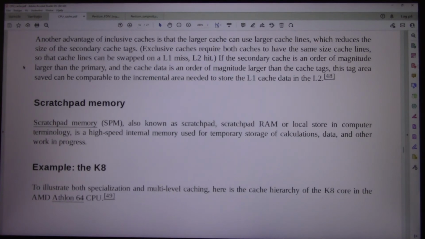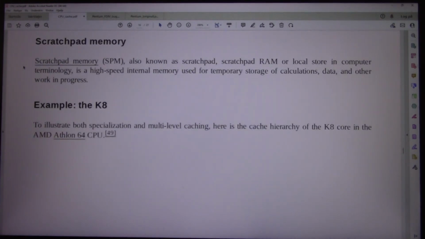Scratchpad memory. Scratchpad memory, SPM, also known as scratchpad RAM or local store in computer terminology, is a high-speed internal memory used for temporary storage of calculations, data, and other work in progress.